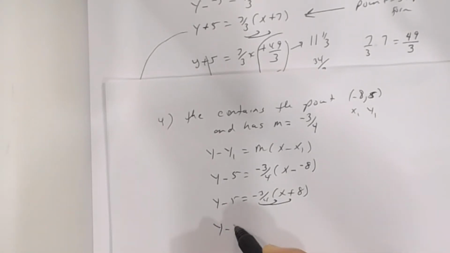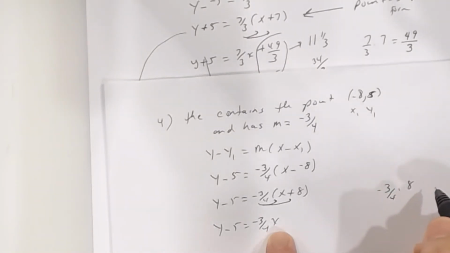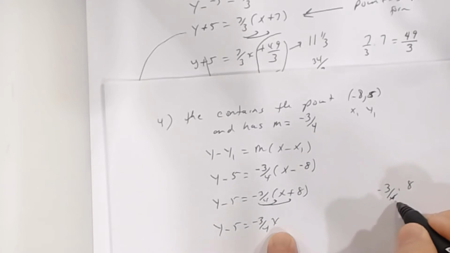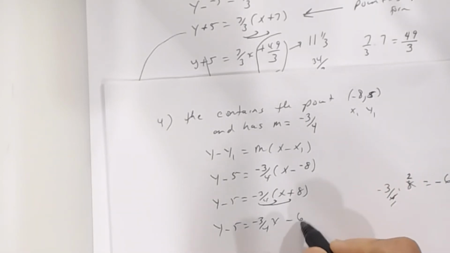So again, y minus 5 equals negative 3/4 x. All right, so let's figure out what the negative 3/4 times 8 is. The 4 into 4 is 1. 4 into 8 is 2. So what's a negative 3 times 2? So that's what this becomes. So negative 3/4 x minus 6. I don't have to use a calculator with this one.